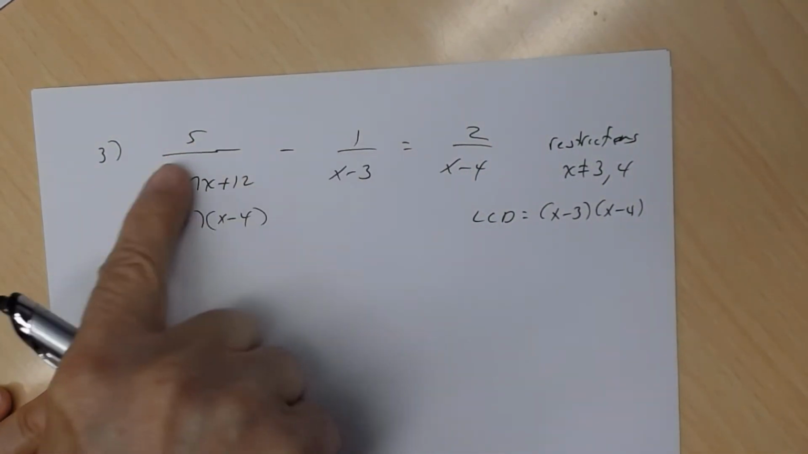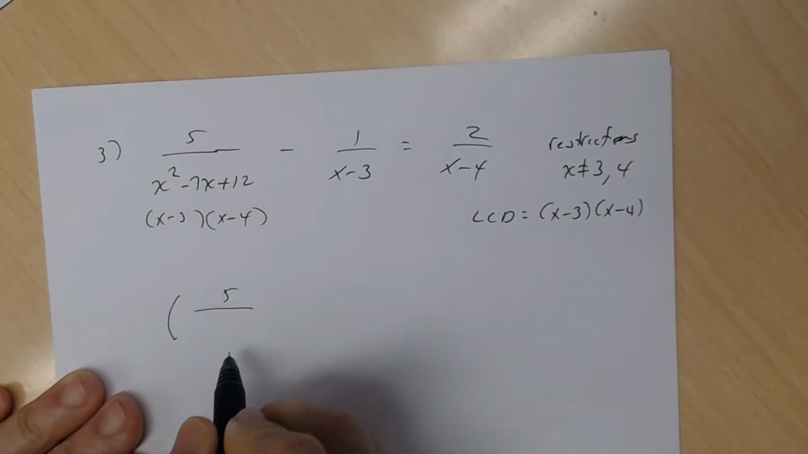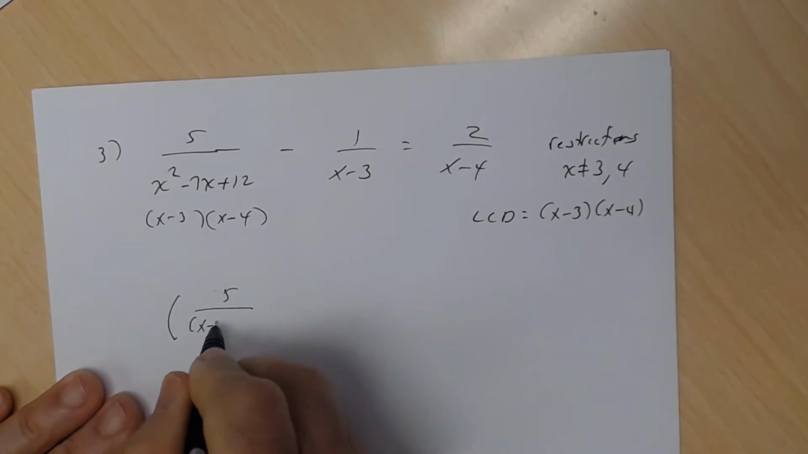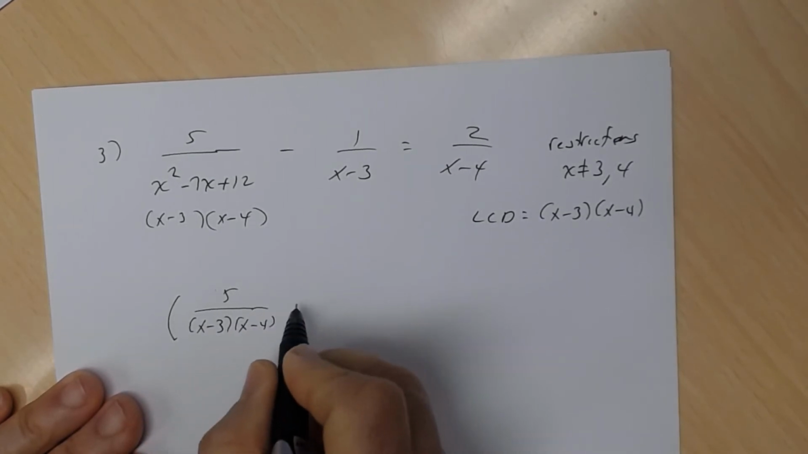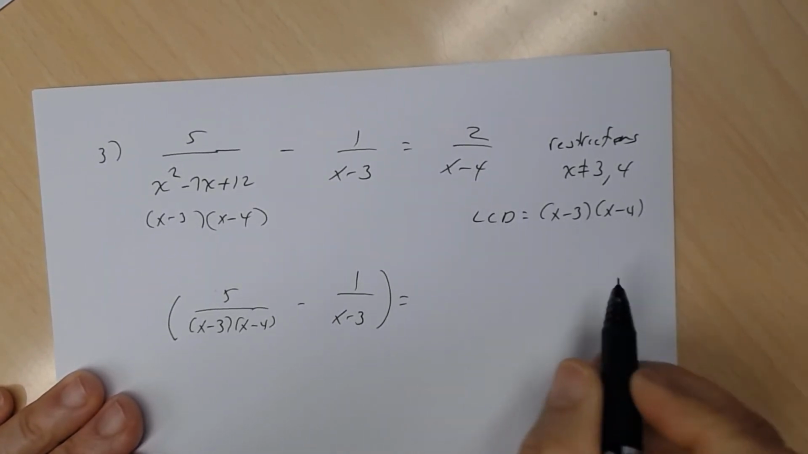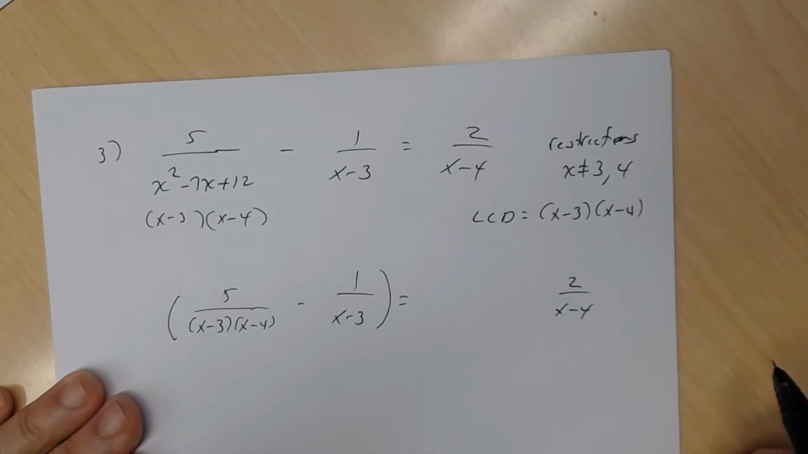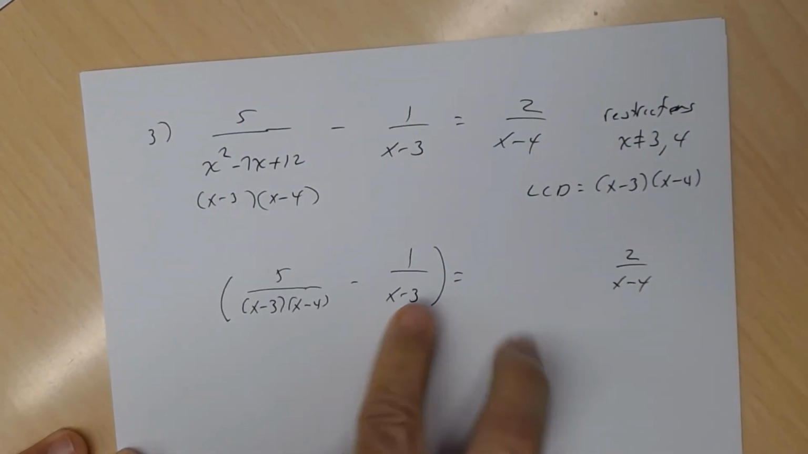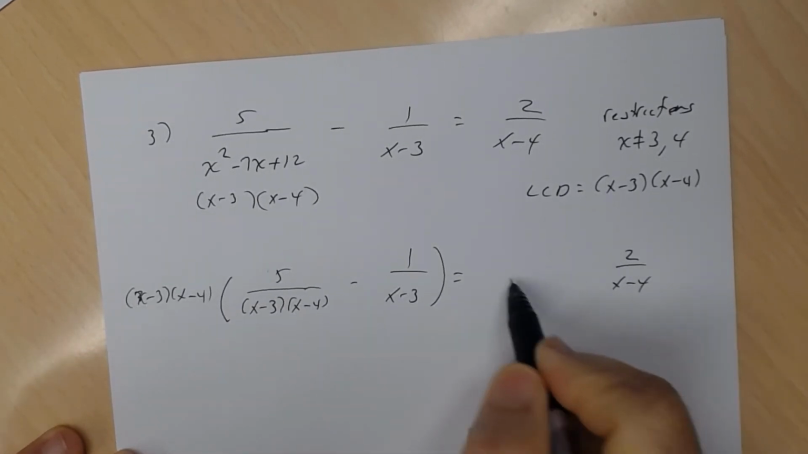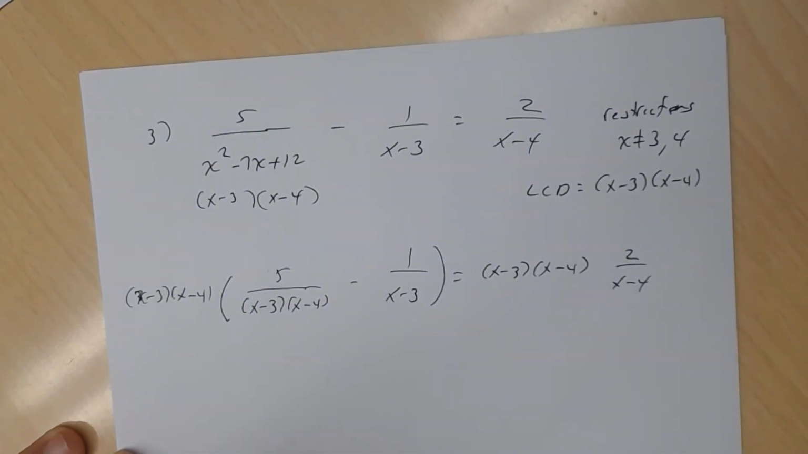All right, so this has 2 fractions in it. So I'm going to put that in parentheses, so that the next step is where you're going to multiply both sides by the LCD. Now I'm going to go ahead and use these factored parts right here. X minus 3, x minus 4, minus 1 divided by x minus 3, equal, and then the next fraction, which is 2 divided by x minus 4. Okay, so I'm going to multiply both sides by the LCD. So I'm going to say x minus 3, x minus 4, x minus 3, x minus 4. So what you do to one side, you do to the other.